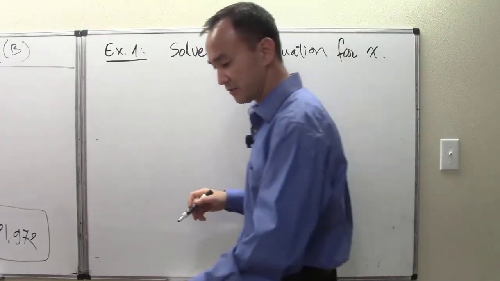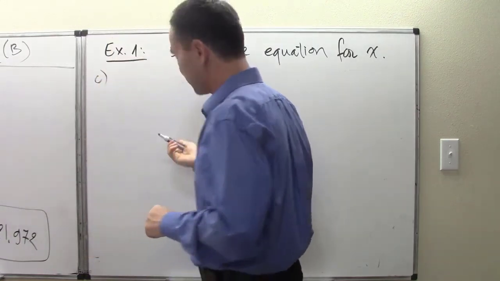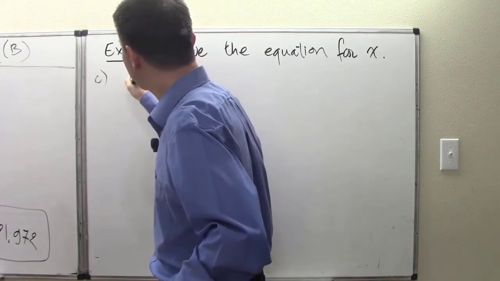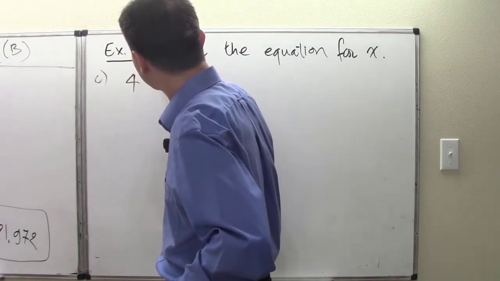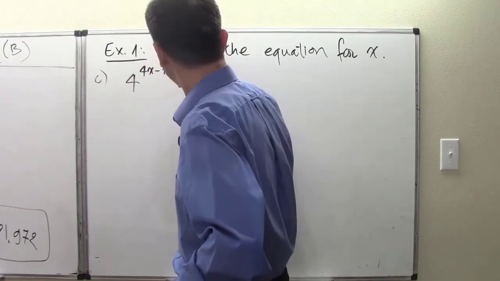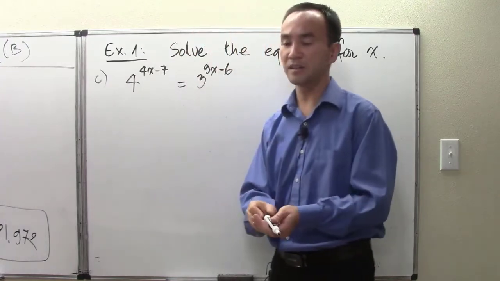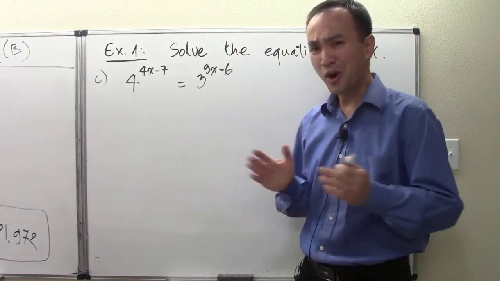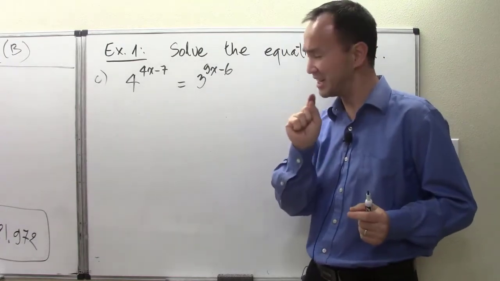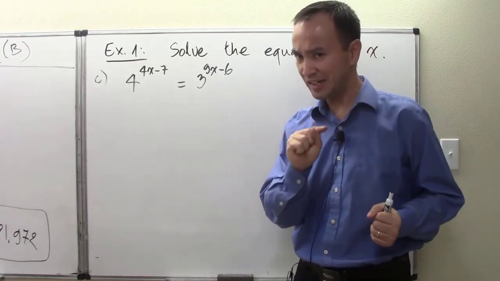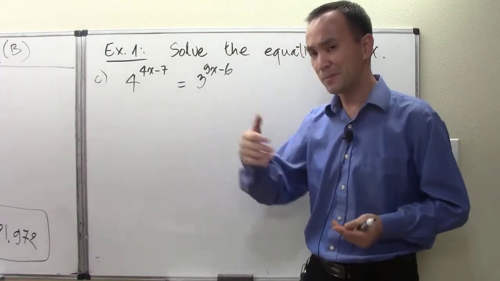All right, so let's look at part C of our example, and let's solve the equation for x again. Now I want to look at 4 raised to the power of 4x minus 7 equals 3 to the 9x minus 6. The equation itself admittedly looks cleaner than the earlier one, but it's indeed slightly more complicated than the ones I brought up in part A or part B.